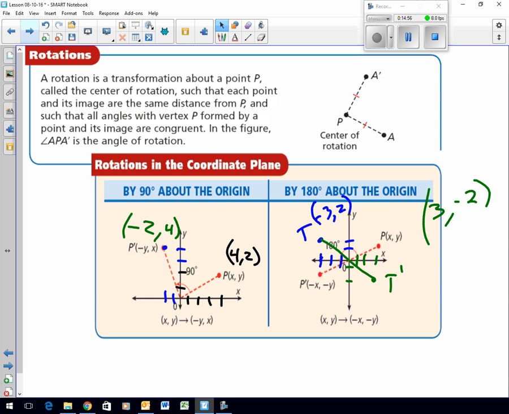Does it matter if I go counterclockwise or clockwise? No, it doesn't matter. It's the same spot either way, right? That's the whole point of being 180 degrees. Got me? Check it out.